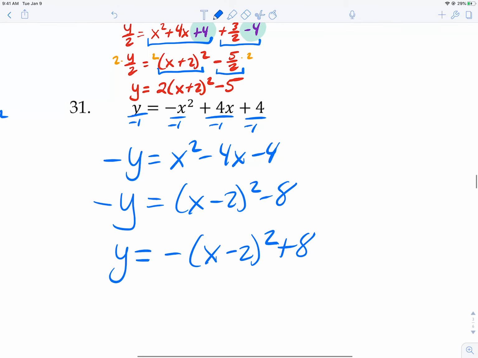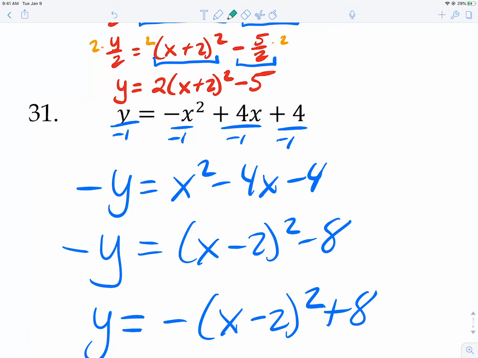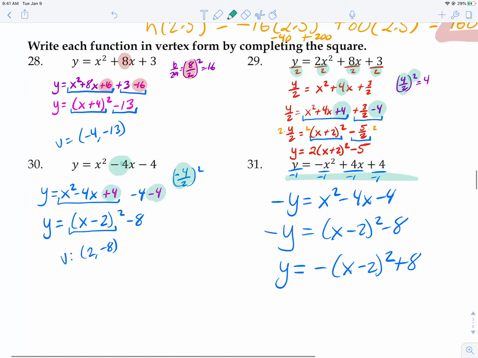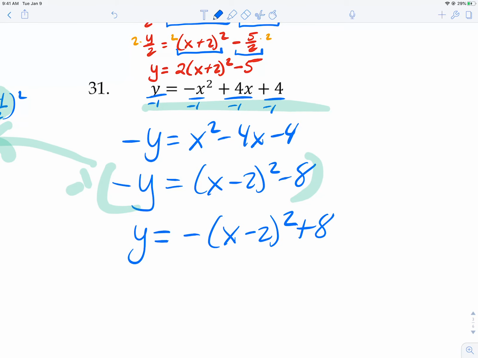And number 31, the coefficient of x squared is not a 1, it was a negative 1. So we first had to divide everything by negative 1. But if you look at problem number 30, we've already done that problem. The only difference is that we now have a negative y. So if you want to make the y positive, you just multiply everything by negative 1, and you change the sign of everything, and now you have negative, parentheses, x minus 2 squared plus 8. And our vertex would be 2 comma 8.